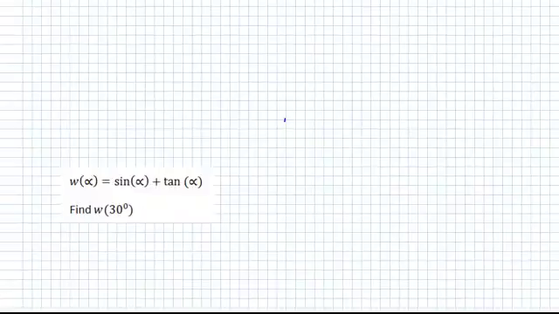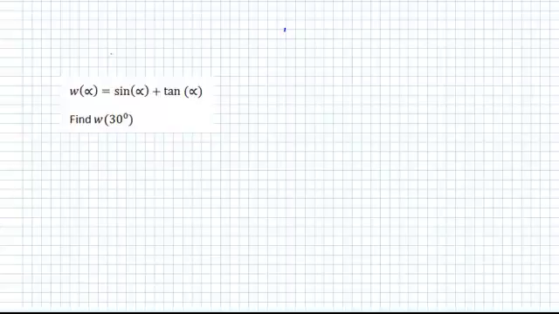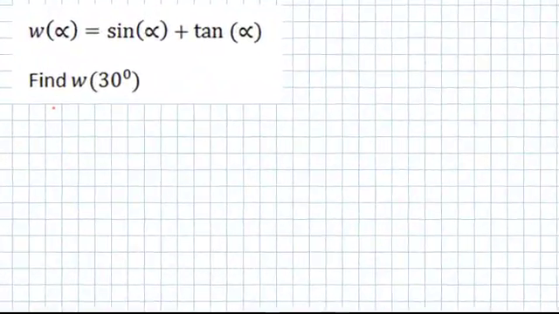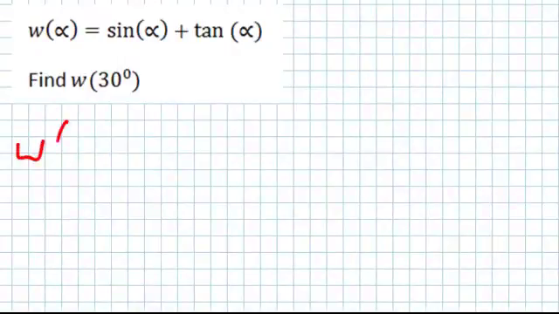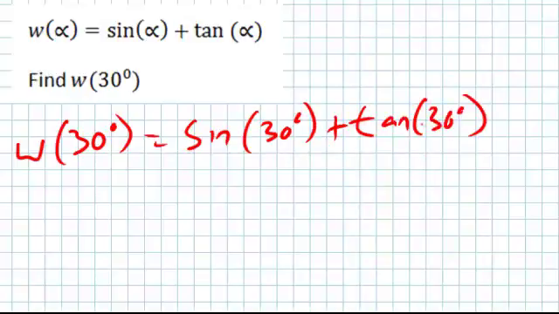And lastly, we can even have functions within functions. So that strange symbol right here looks kind of like a fish. It's called an alpha, a Greek letter alpha. And this says w of alpha equals sine alpha plus tangent alpha. So find w of 30 degrees. We'll do it the same way. So w of 30 degrees equals sine of 30 degrees plus tangent of 30 degrees.